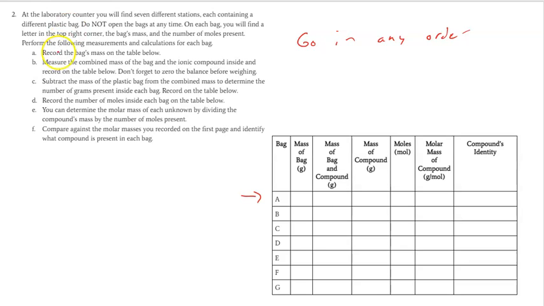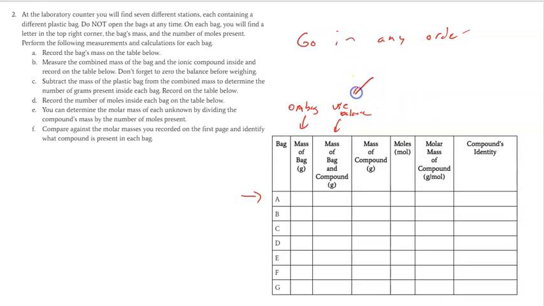Then we're just going to walk our way through these directions. The bag's mass on the table below goes here. That should be on the bag already, so that mass has already been written on the bag for you. For the mass of bag and compound, you're going to use the balance. You just take the little baggie and put it on the balance.